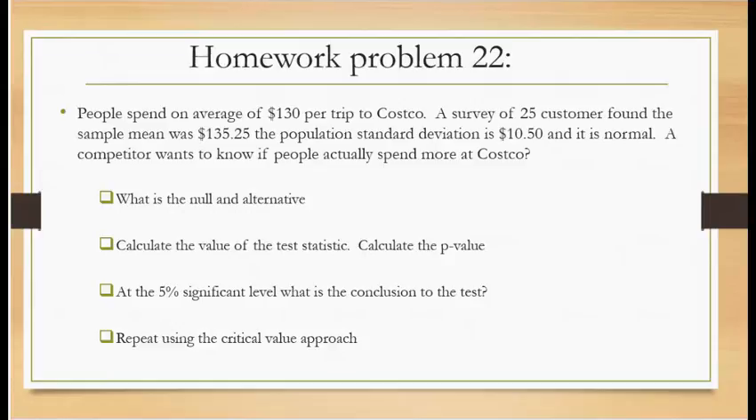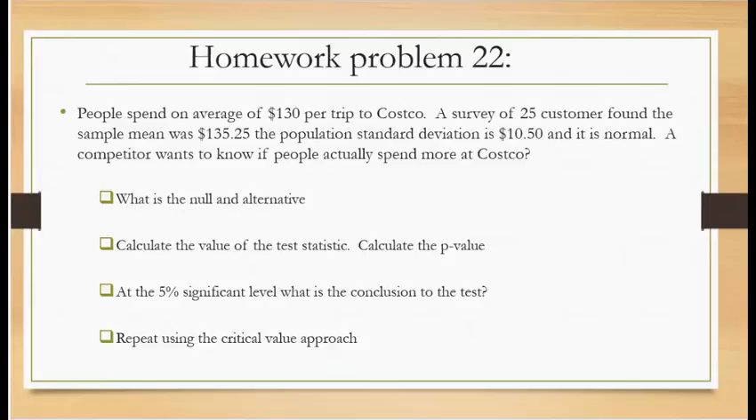So here we have a homework problem, number 22, and it says in the problem that people spend on average $130 per trip to Costco, and a survey of 25 customers found that the sample mean was actually $135, and the population standard deviation was 1050. And the data is normal, and the competitor wants to know if people actually do spend more at Costco.